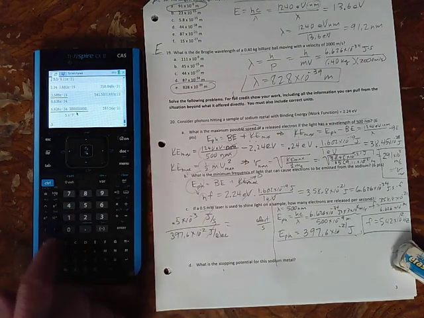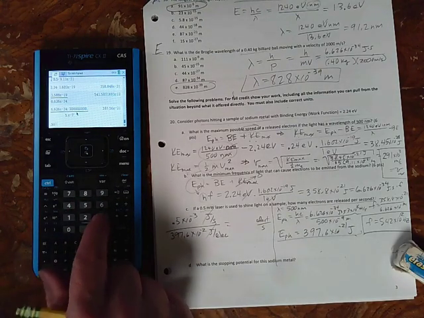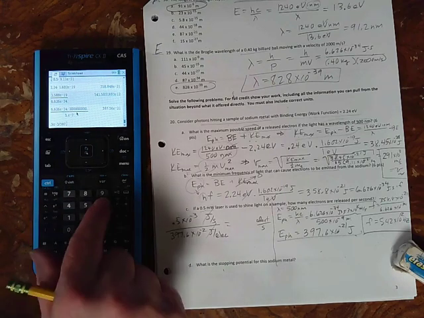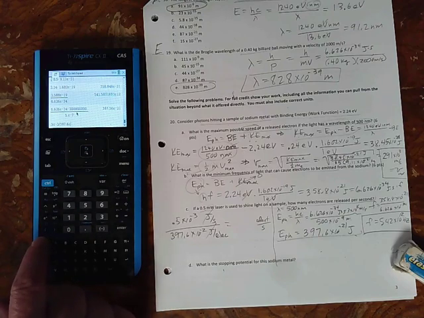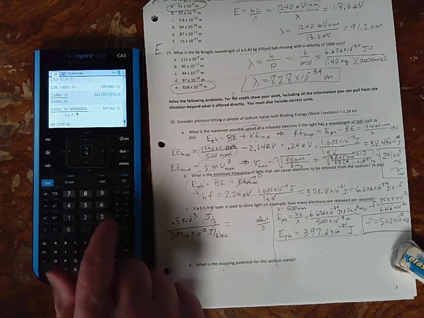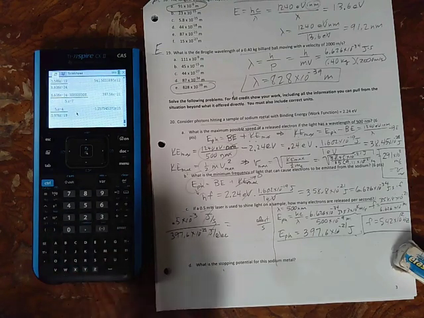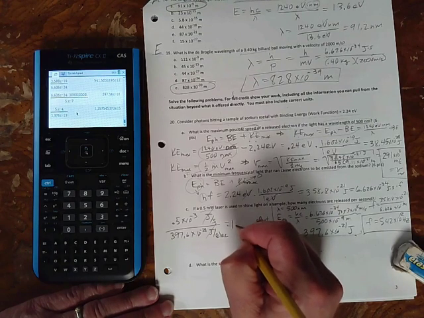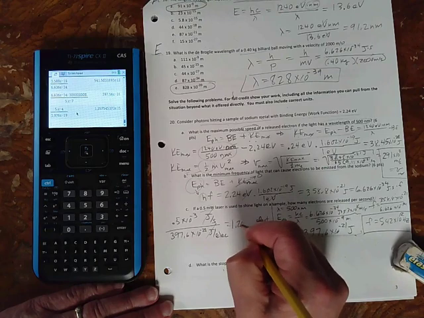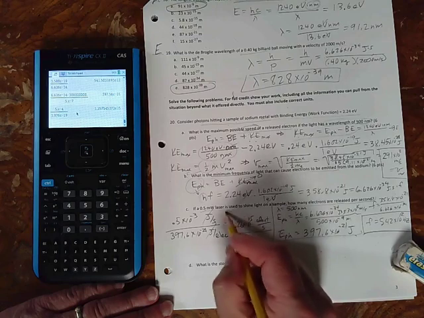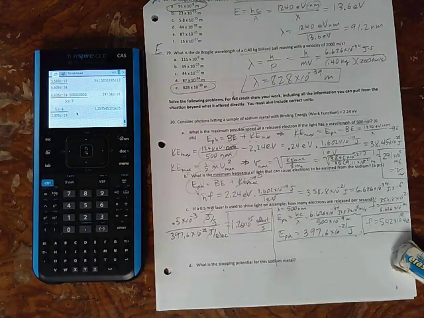Let's just put those numbers in. 0.5 E negative 3 divided by 397.6 times 10 to the negative 21. So I get 1.26 times 10 to the 15th electrons per second. How many electrons are released per second? Okay, that should do it.